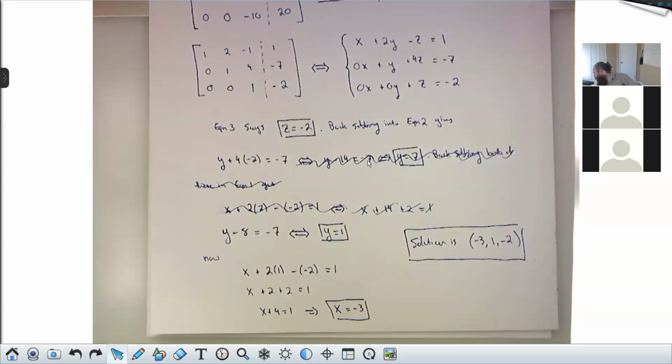Any questions on the row operations? Any questions on the whole process? Row operations, row reducing, converting a system into a matrix or back, substitution.